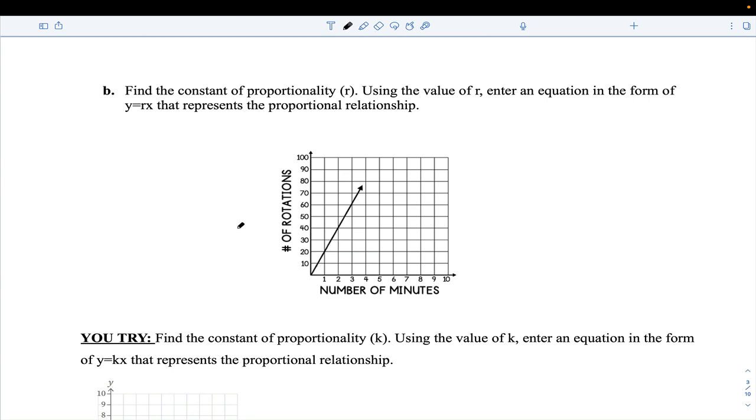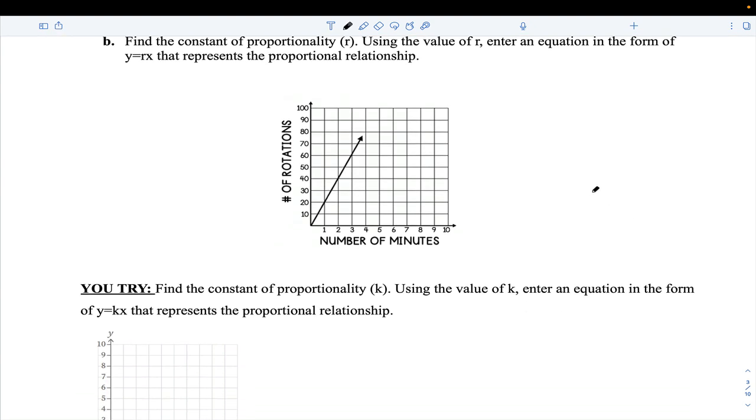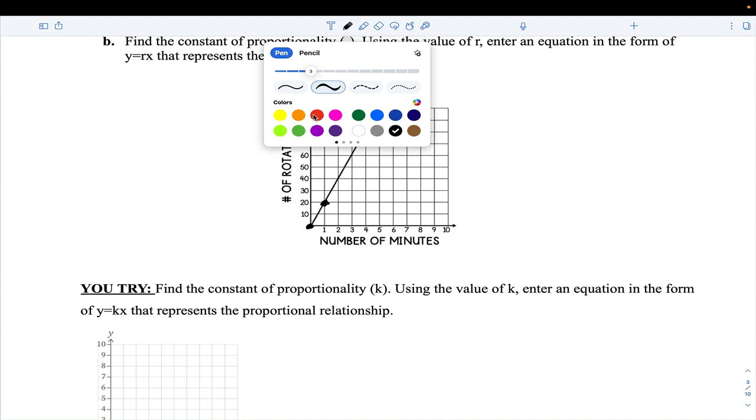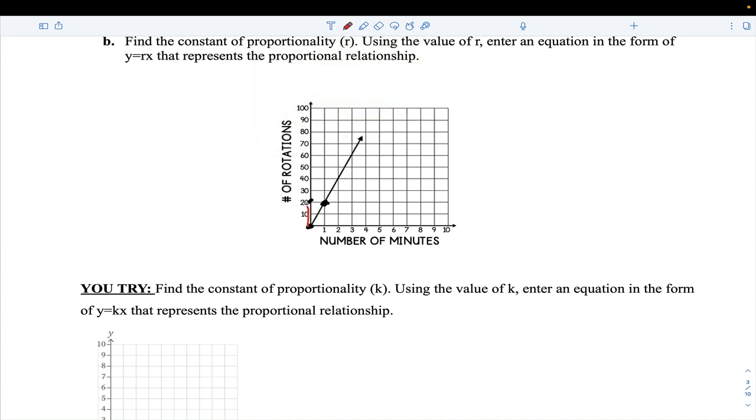Let's see if we can find it. What is the constant of proportionality for this graph? Put a point at 0, 0. Put a point at the next spot that you see it cross. Do y over x. Constant will be.